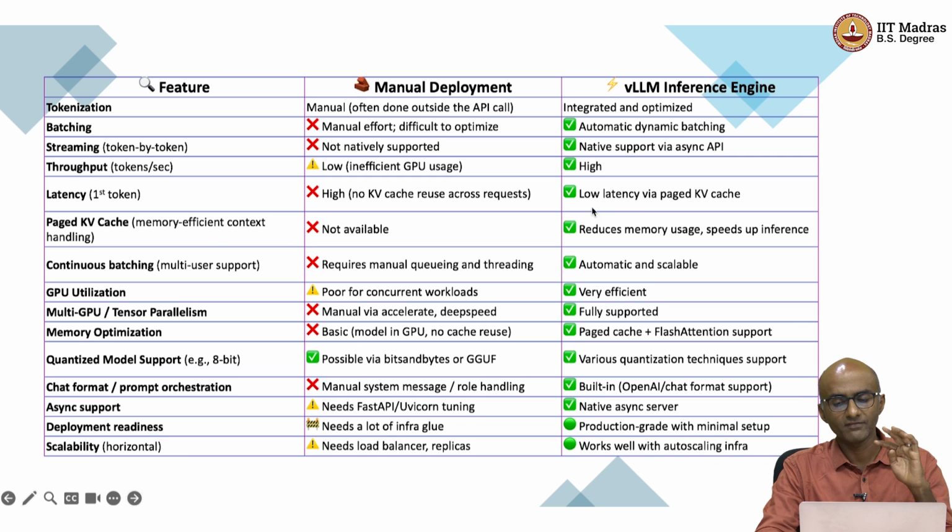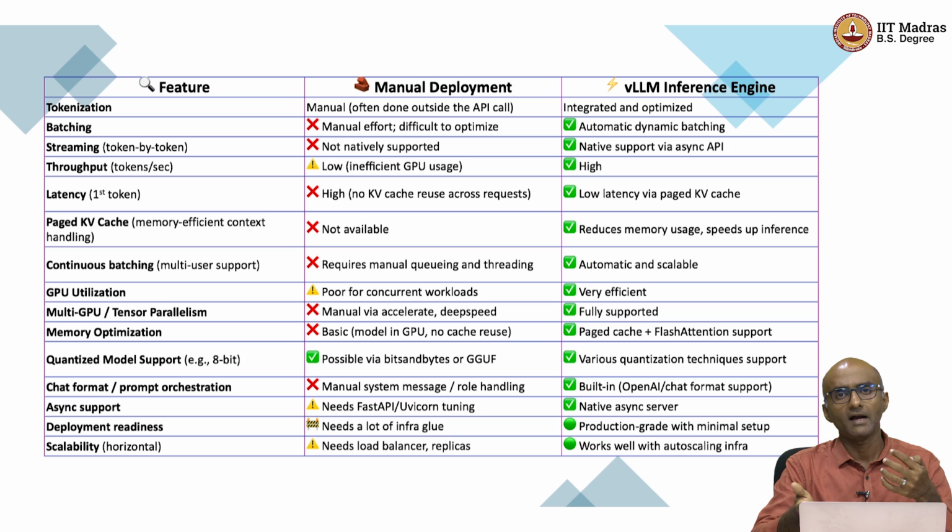That latency is actually very high with manual deployments because there is no key value cache. Key value cache is basically the cache that allows you to cache previously seen versions of prompts and tokens and the appropriate responses that were given by the LLM in the backend. Whereas the key value cache is a native feature of vLLM, and this makes the latency associated with repeat queries or similar pattern queries much lower. So we spoke about paged KV cache.